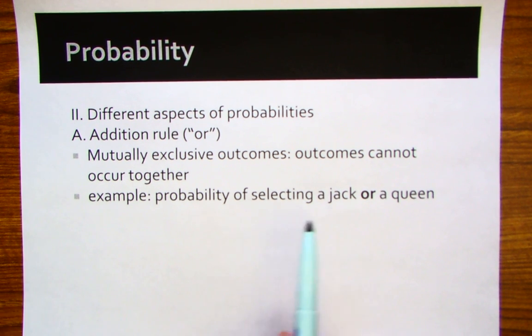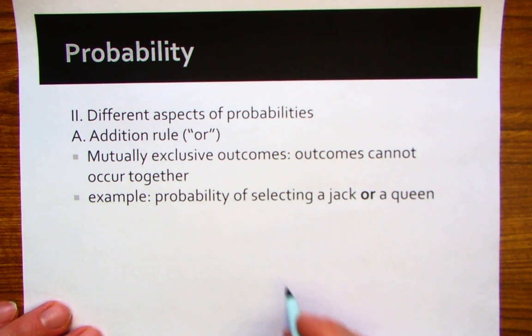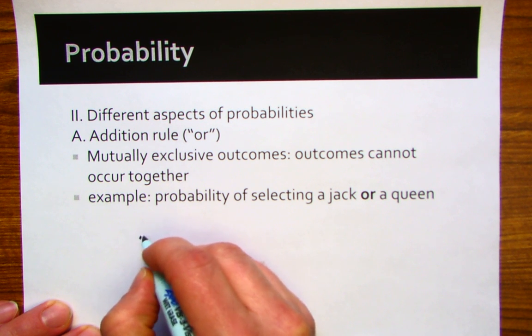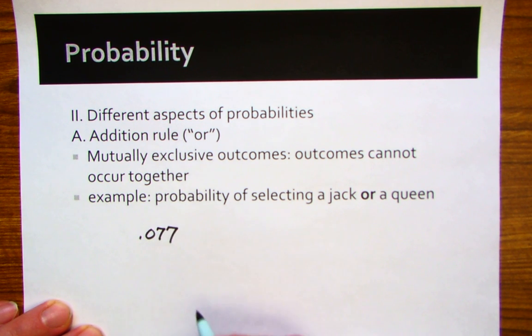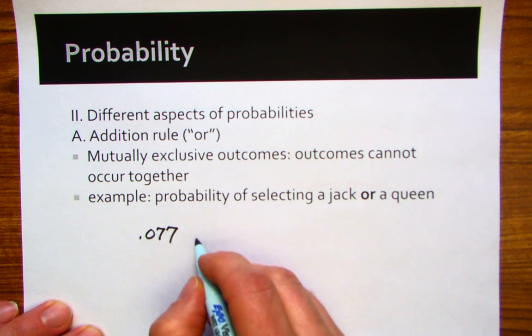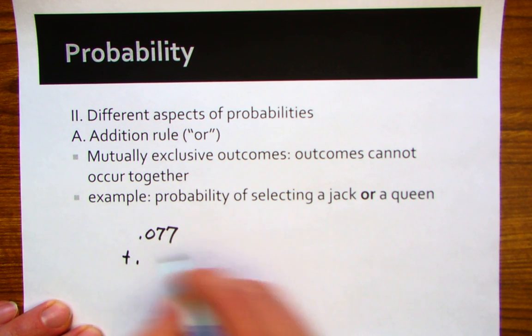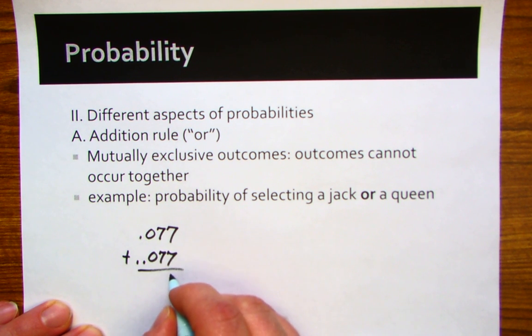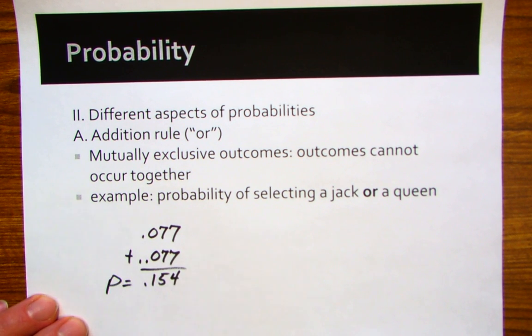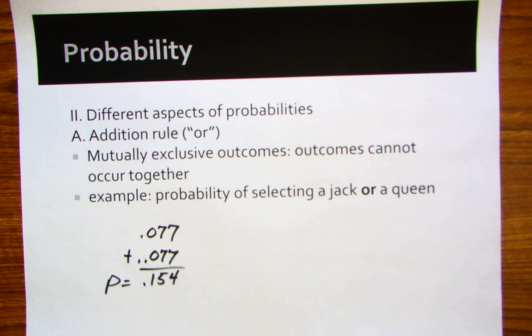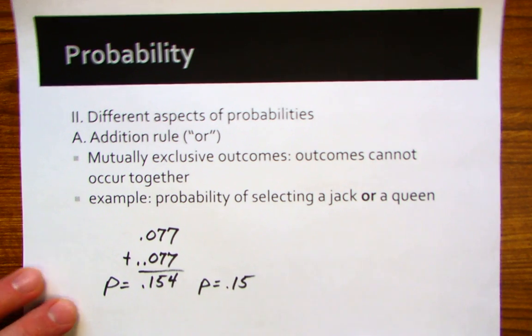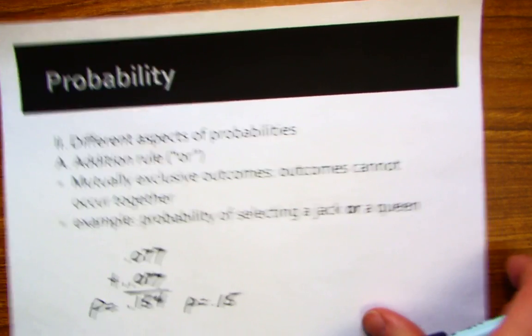So what we do is we figure out the probability of selecting a jack, and we know that based on the last problem that we did, the probability of selecting a jack is 0.077, right? Just 4 divided by 52, plus the probability of selecting a queen, which is the same probability. So our probability here equals 0.154. If you want to round this to 2 decimal places, 0.15. So that's the addition rule.